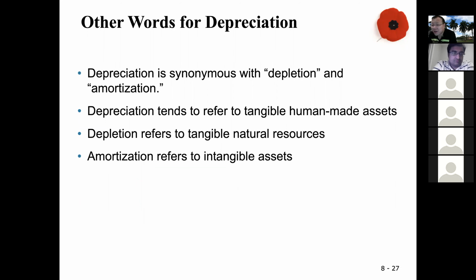There are some other similar terms: depletion and amortization, but there are differences. Depreciation refers to tangible human-made assets. Depletion refers to tangible natural resources, like a mining site. Amortization refers to intangible assets, like software and patents. When you're talking about tangible assets, we use depreciation. So there is a subtle distinction among the three terms.